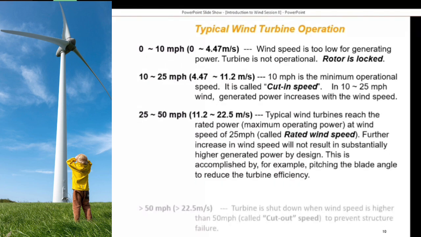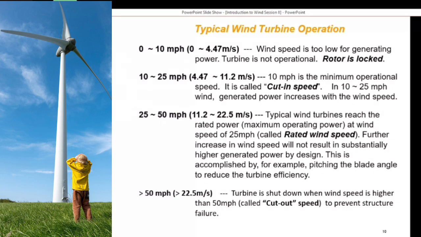Now, as I told you last time, this is turbine operation where we have at least 4 phases to be considered: the rotor when it is locked, the cut-in speed, the rated wind speed, and the cut-out speed. Those are mainly the 4 technical sides that you should know.